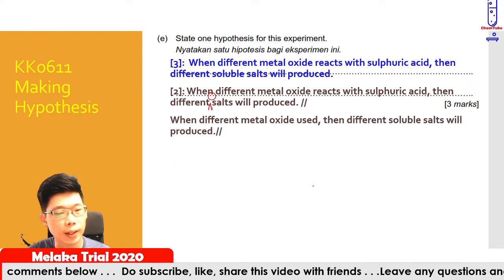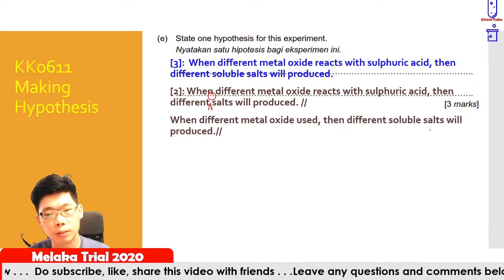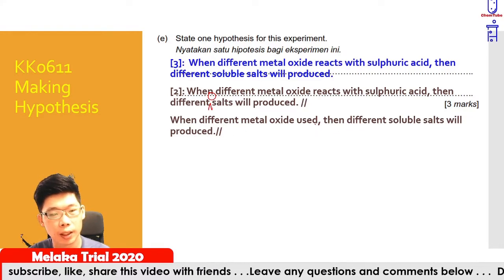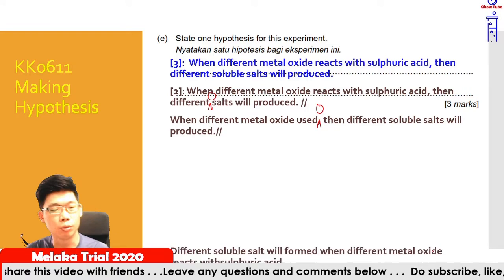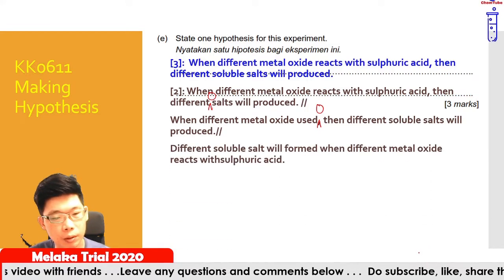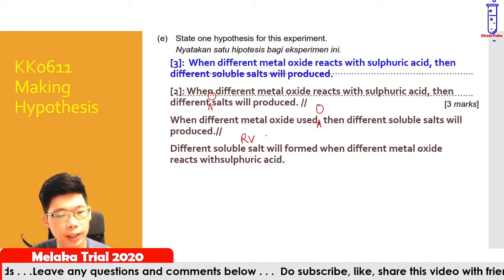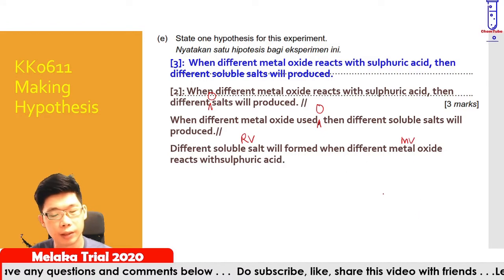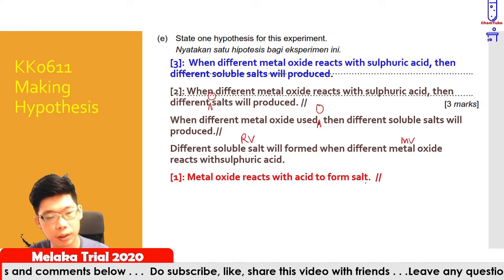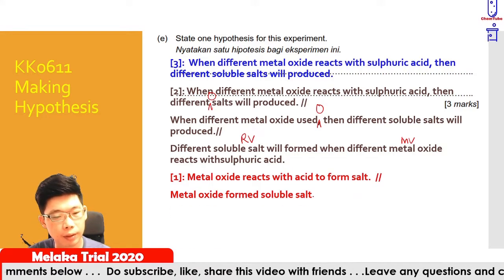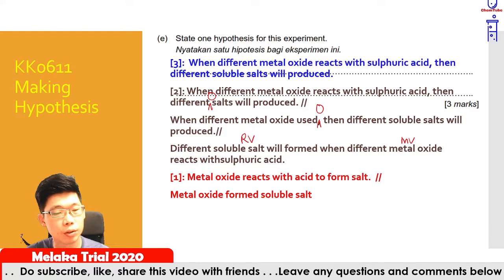For score 2 again: when different metal oxide is used, the different soluble salt will be produced. Here you do not mention reacting with the sulfuric acid. For score 2, another one: different soluble salt will form when different metal oxide reacts with sulfuric acid. This one has MV and RV reversed already, so score 2. Score 1: metal oxide reacts with the acid to form the salt. Metal oxide forms the soluble salt. So, score 1.